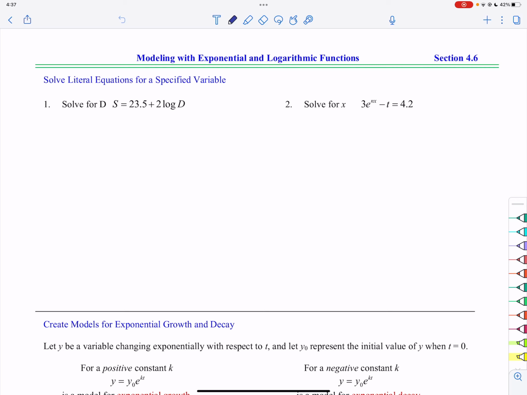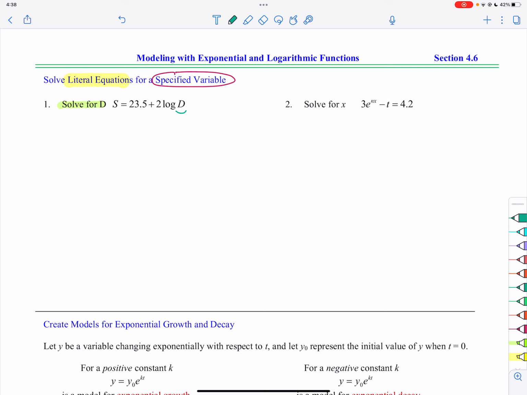This is section 4.6, modeling with exponential and logarithmic functions. We're first going to begin by solving literal equations. In a literal equation, we'll be solving for a specified variable, and you'll be told which variable you are to solve for. So in number 1, we are going to be solving for D. As you can see, we're solving for D.